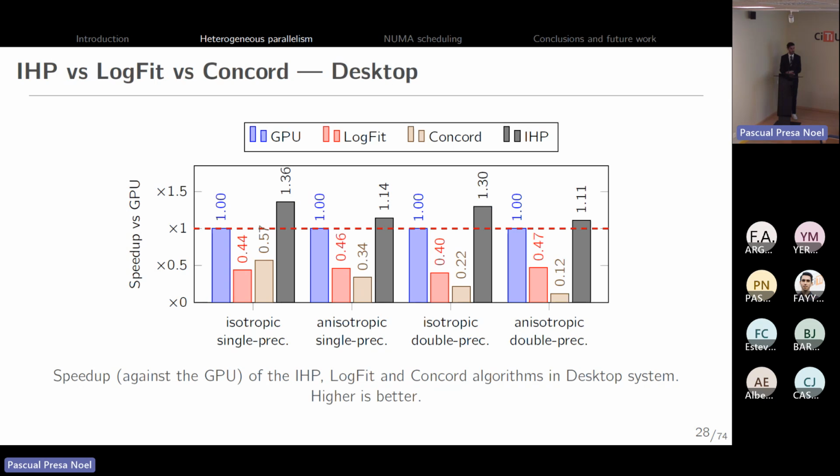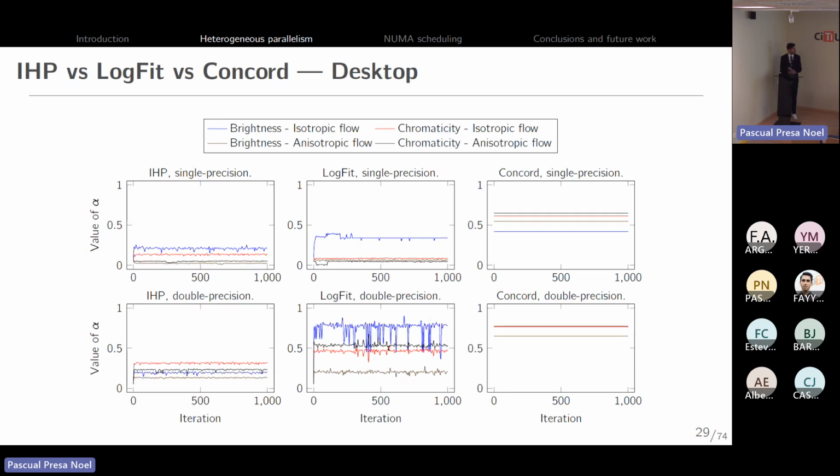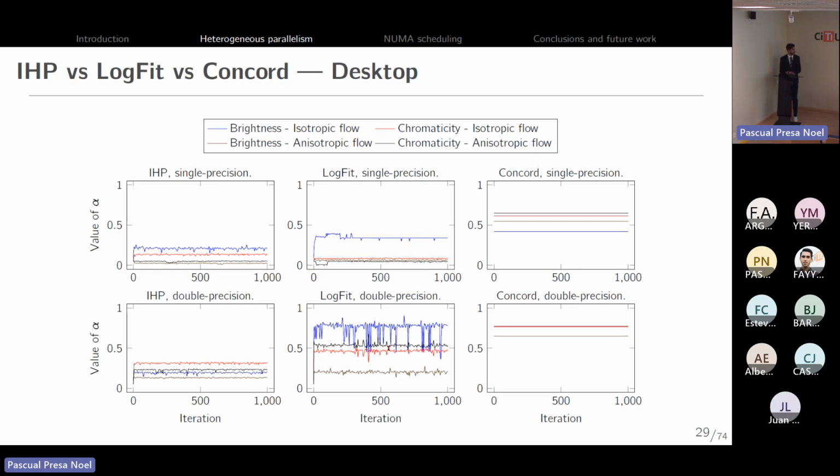Comparing our proposals to others in the literature, we made a comparison against Lockfit and Concord, and we found that our implementation was the only one that can improve the GPU-only implementation. That's because, for example, Concord just uses a fixed value for the workload share. And in the case of Lockfit, it tends to make big oscillations in the workload share, and therefore a lot of time is spent in communications, which is overhead at the end of the day.